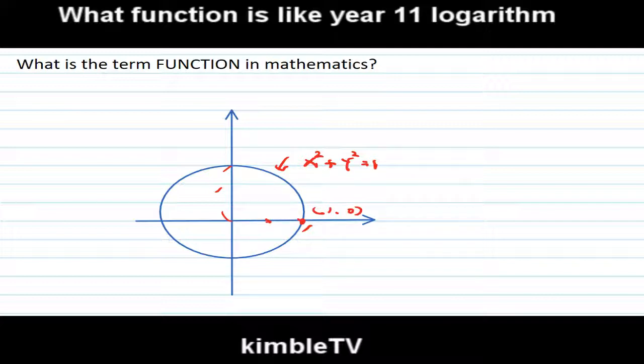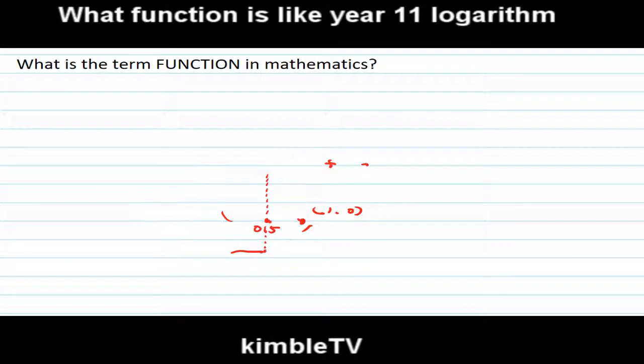But when x equals 0.5, y values are 2, this one and this one. Therefore, this means that there are multiple values for one x value. However, this kind of graph is not classified as a function.